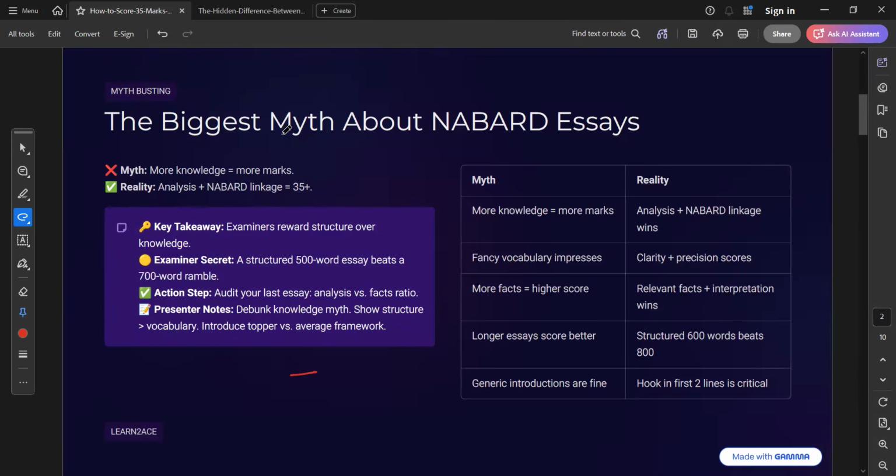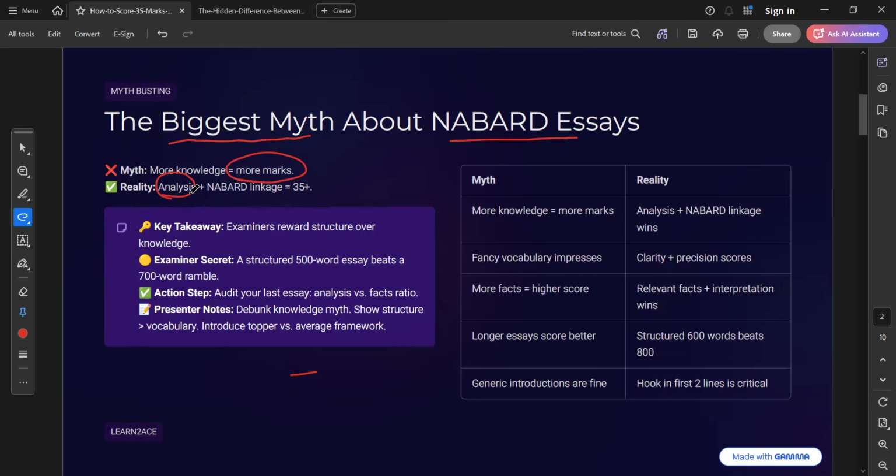So let's start first by understanding the biggest myths that are around the NABARD essay. So first is that the more I write, the more marks I will get. This is what many people do. They throw in all the knowledge, all the scheme data that they have in their mind without any proper structure. They expect they will get good marks. That's not how things work. Now, what is the reality?